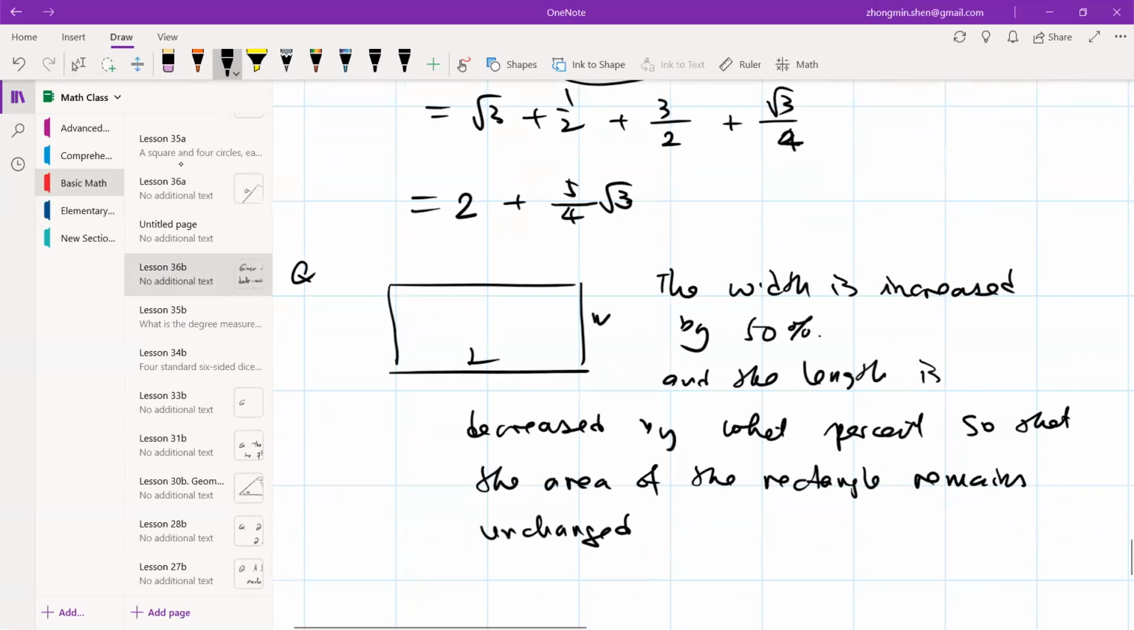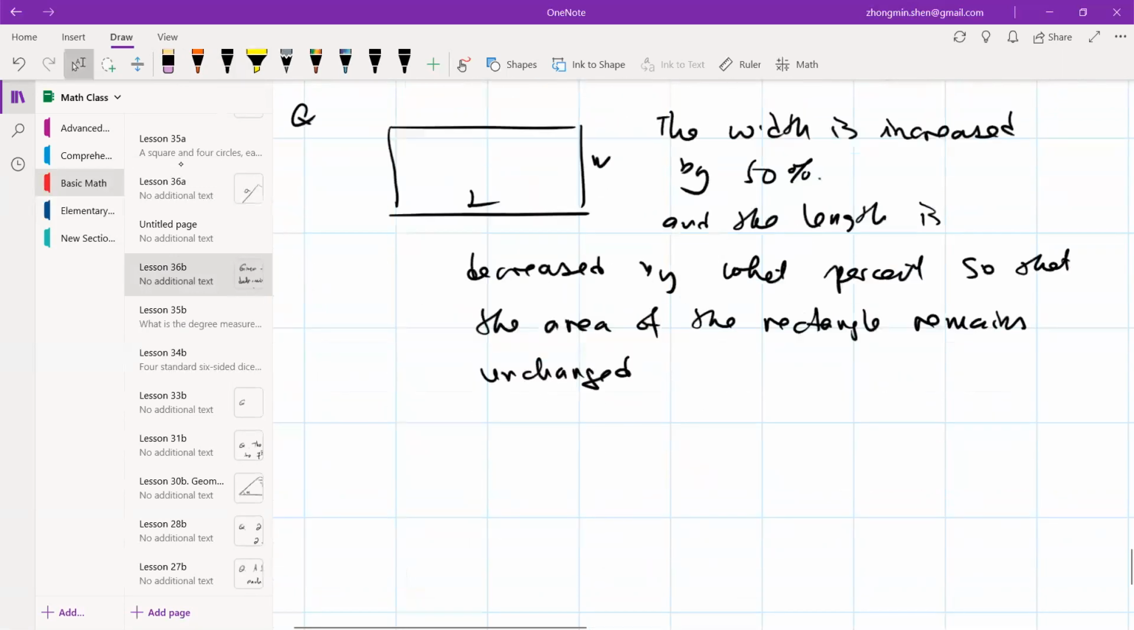So the width is doubled, right? Almost. Increased by, no, not double, by 50%. The width is increased, so the length must be shrunk a little bit. Otherwise, you're going to get a larger area, right? You want to make sure the rectangle does not change the area. So can we figure it out? You probably need to set up an equation. You can call it X percent. By what percent? So let's call it X percent. Then you write down the equation for the X percent.